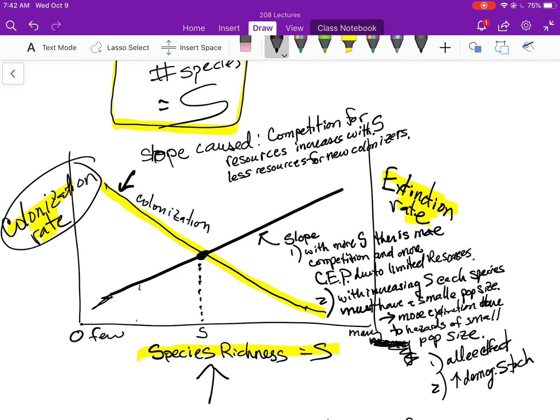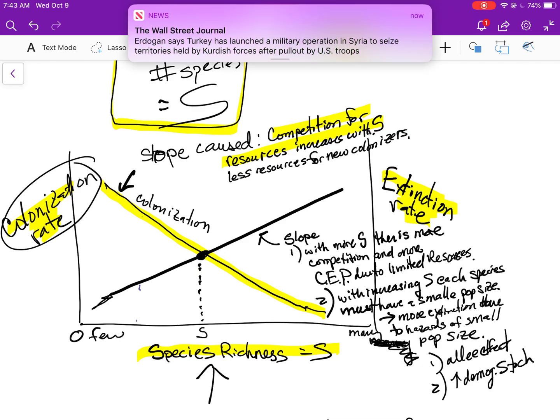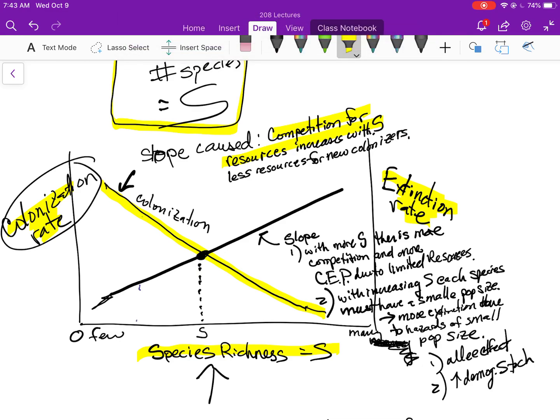So why would the colonization rate change with species richness? Species richness has to be causative in some way. And it turns out that competition for resources increases with S. That means there are fewer resources for new colonizers. The more species already present, there basically isn't enough elbow room for new species coming in. So the more that are there, the lower the rate of colonization.